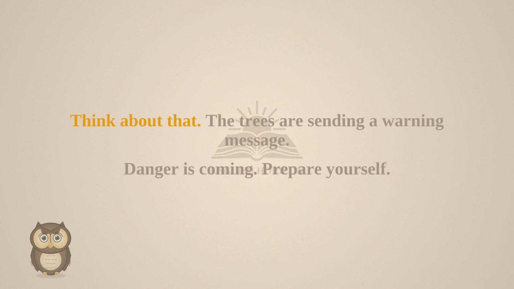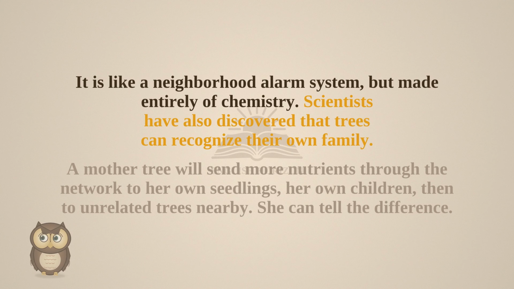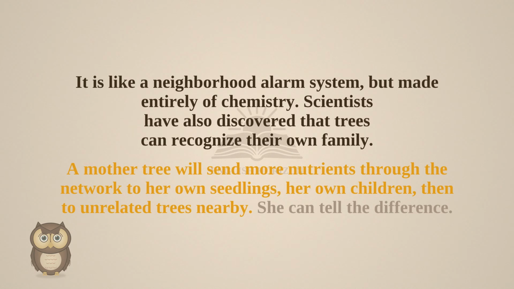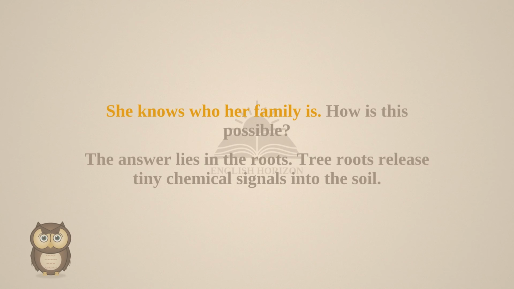Think about that. The trees are sending a warning message. Danger is coming. Prepare yourself. It is like a neighborhood alarm system, but made entirely of chemistry. Scientists have also discovered that trees can recognize their own family. A mother tree will send more nutrients through the network to her own seedlings, her own children, than to unrelated trees nearby. She can tell the difference. She knows who her family is.